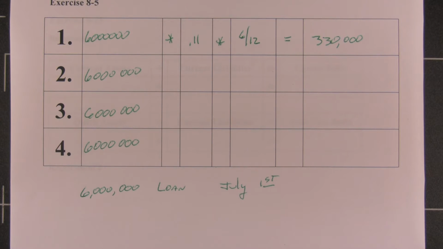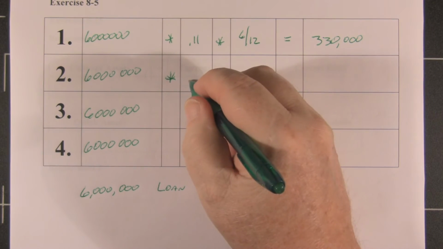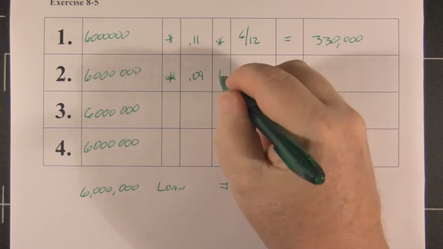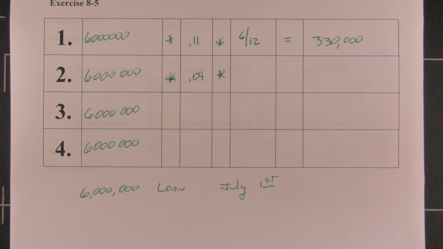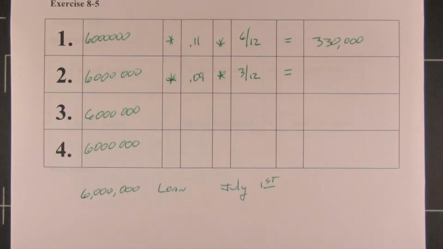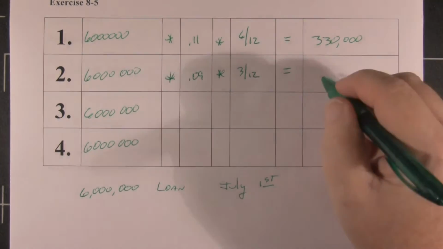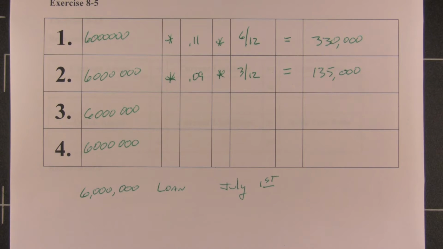The next scenario they give us says, suppose that the year end is September 30th and the interest rate is 9%. So September 30th is all of July, all of August, and all of September. So that's 3/12. And when we do the math, we come up with $135,000. And again, that is the amount of interest received or paid on that note at that time, or the appropriate adjusting entry for that time.